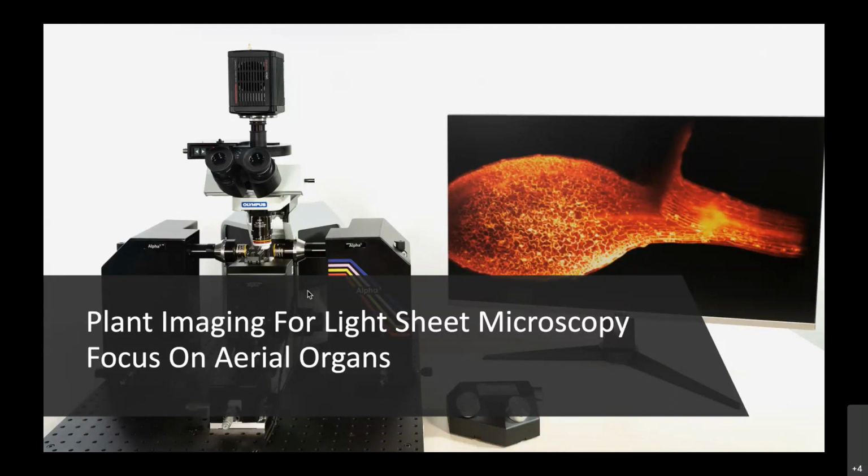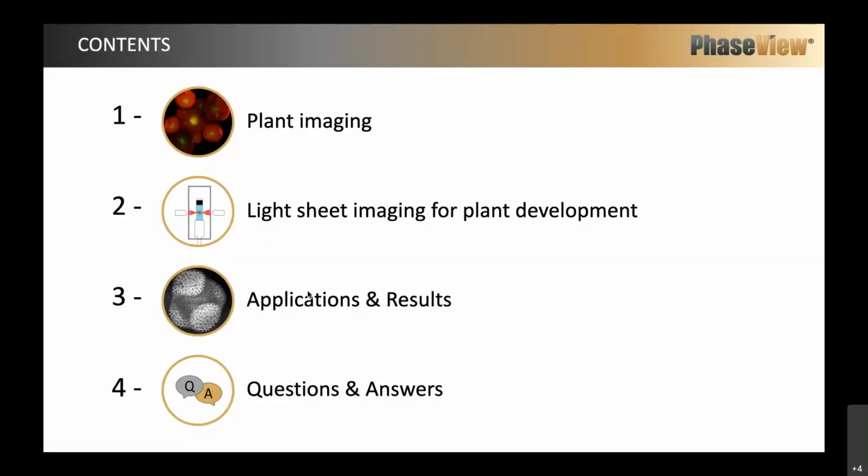I will focus on aerial organs of plants. I will start with an introduction about plant imaging and imaging in general. After, I will explain what you can do with light sheets, how you can mount some samples, and how you can image aerial organs in the Alpha 3 light sheet. And after, I will show you some applications and results I had during my PhD with the Alpha 3 microscope.